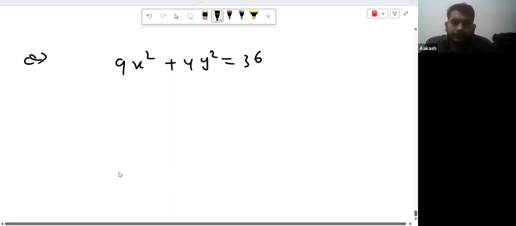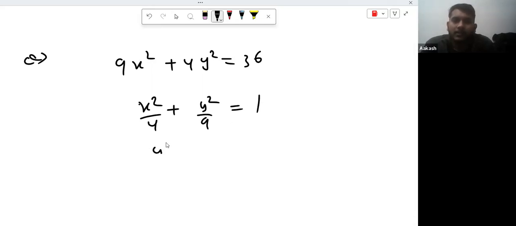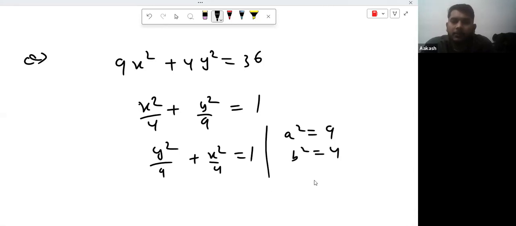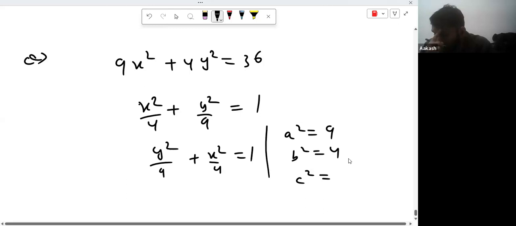Okay, done. Anyone solve this? Yes, sir. Okay, so we can divide by 36. So we'll get x square by 4 plus y square by 9 equals to 1. So we can see this is of this form, y square by 9 plus x square by 4 equals to 1. So here a square is 9, b square is 4, so c square will be 5. So c will be equal to root 5.